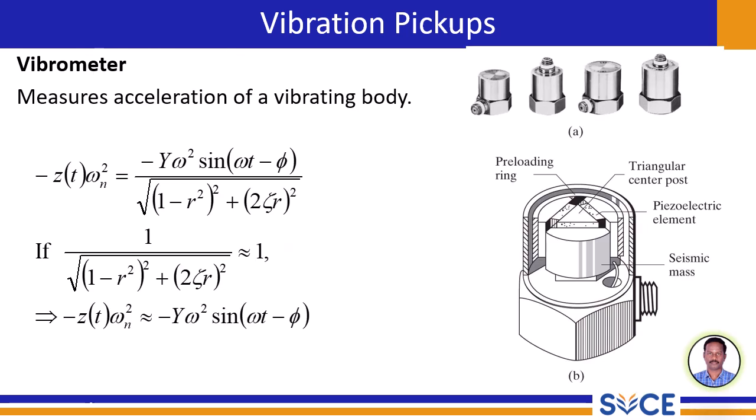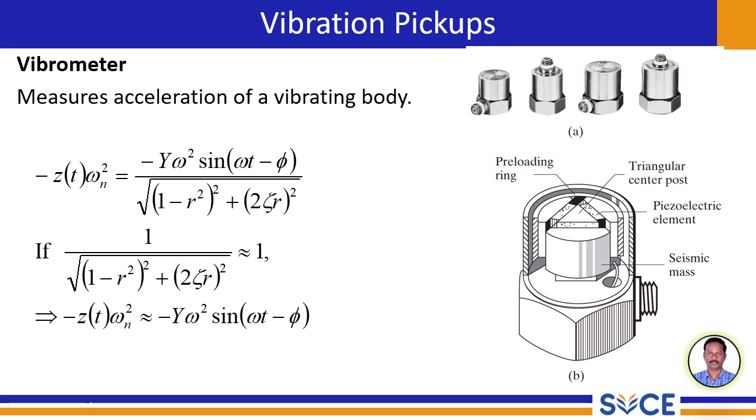Now we see another crucial type of vibration pickup, which is the accelerometer. While we have seen how vibrometers are designed to measure displacement, accelerometers, as the name suggests, are specifically designed to measure the acceleration of a vibrating body.